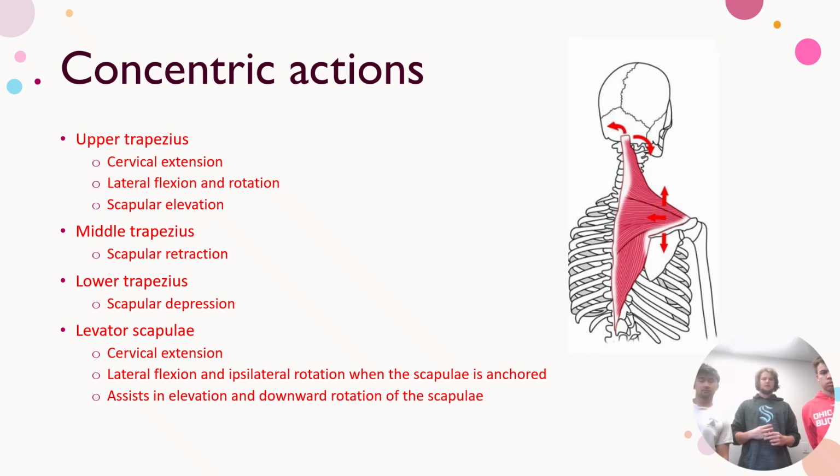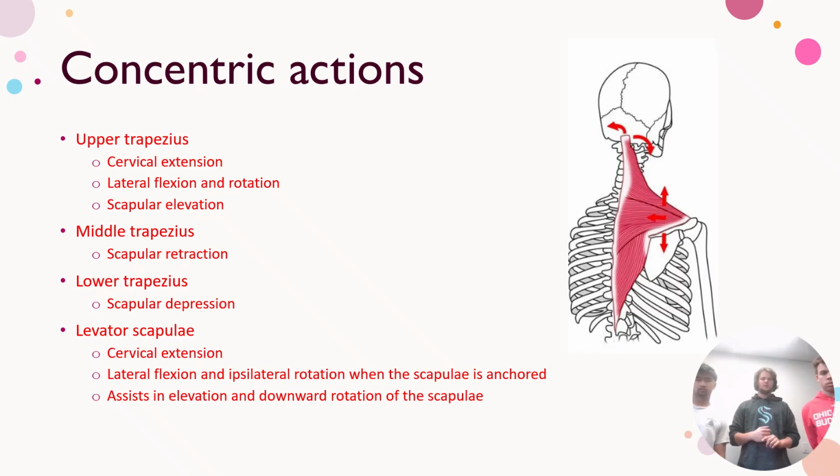Concentric actions: the upper trapezius does cervical extension, which is moving your neck back, lateral flexion, side to side like that, and then rotation, and scapular elevation, which is raising your shoulders. The middle trapezius does scapular retraction, which is pulling your shoulders back. The lower trapezius does scapular depression, so lowering your shoulders.